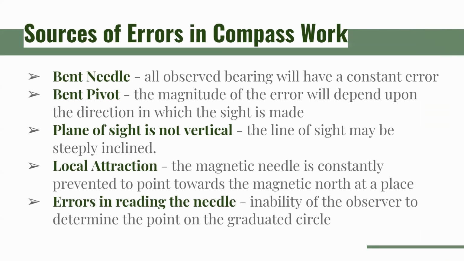Fourth, local attraction. This is the phenomenon by which the magnetic needle is constantly prevented from pointing towards the magnetic north at a place. Lastly, errors in reading the needle. This error is due to the inability of the observer to determine exactly the point on the graduated circle where the needle comes to rest.